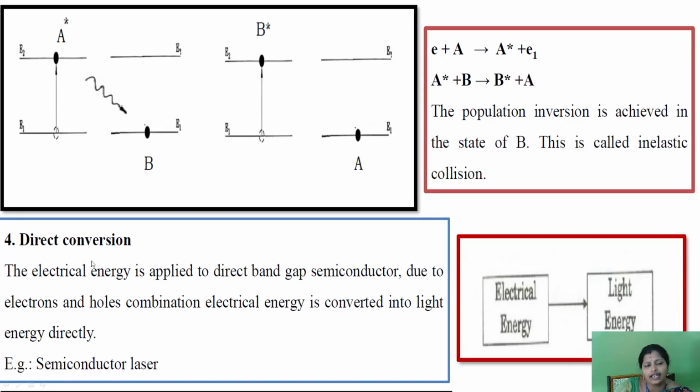And fourth one, direct conversion method. That is the conversion of electrical energy to light energy using a diode. Semiconducting diode materials are used. This is a direct band gap semiconductor, where electron and hole recombination takes place. Electrical energy is converted and light energy is directly produced. That is an example of semiconductor light sources.